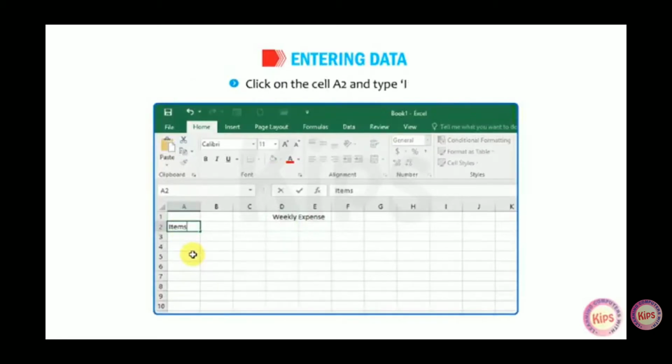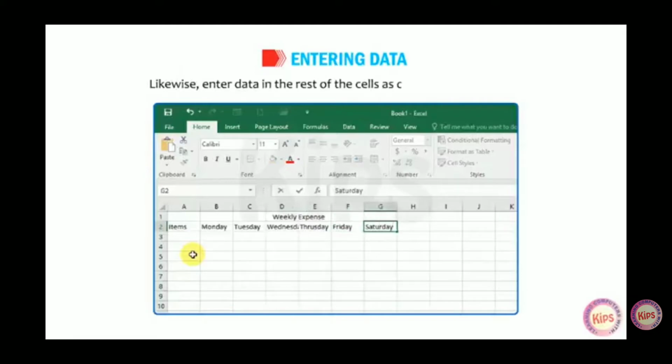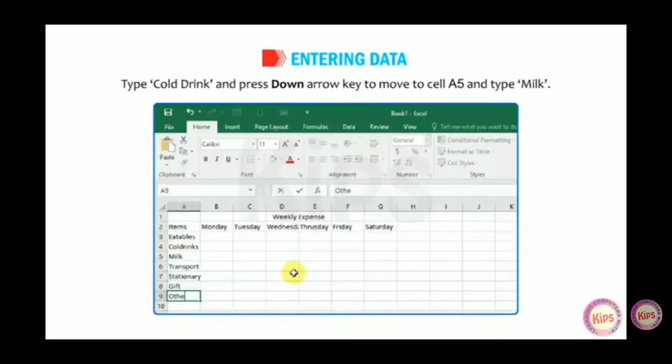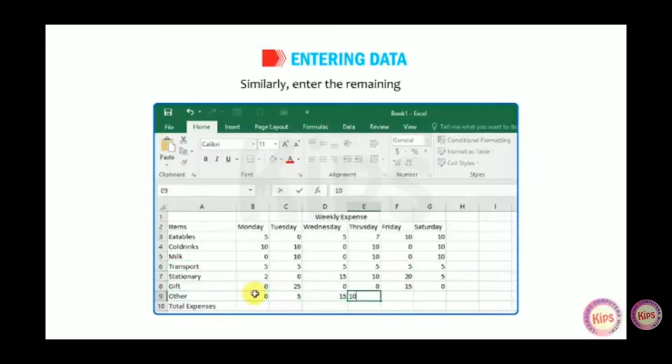Click on the cell A2 and type Items. Press the right arrow key. Type Monday in B2 and Tuesday in C2. Likewise, enter data in the rest of the cells as displayed in the figure. Click on the cell A3, type Eatables and press the Enter key. The cell pointer shifts to cell A4. Type cold drink and press down arrow key to move to cell A5 and type milk. Similarly, enter the remaining data.